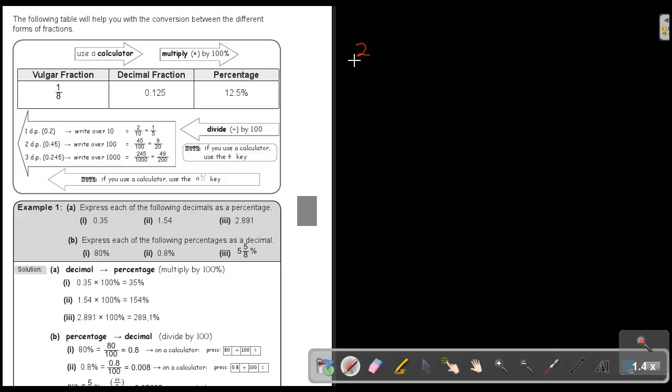Now, take 2 over 10. Look for a number that can divide into 2 that can also divide into 10. And that will be the number 2. And what will I get? I will get 1 over 5, and now the fraction is in the simplest form.